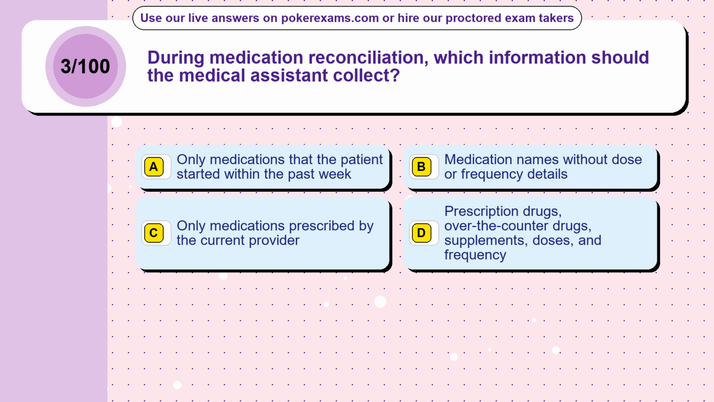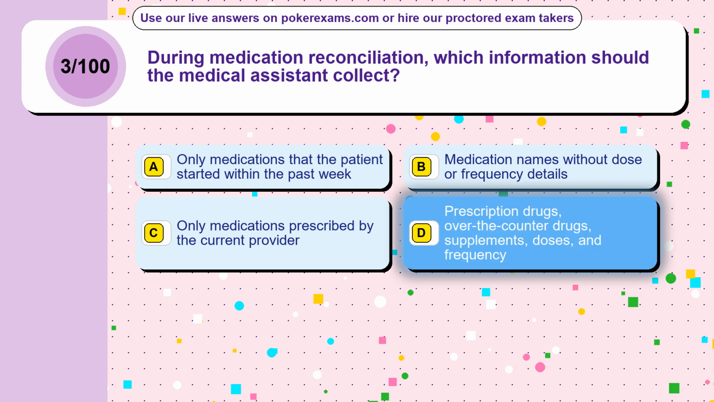Option D. Prescription drugs, over-the-counter drugs, supplements, doses, and frequency. The correct answer is option D. Prescription drugs, over-the-counter drugs, supplements, doses, and frequency.